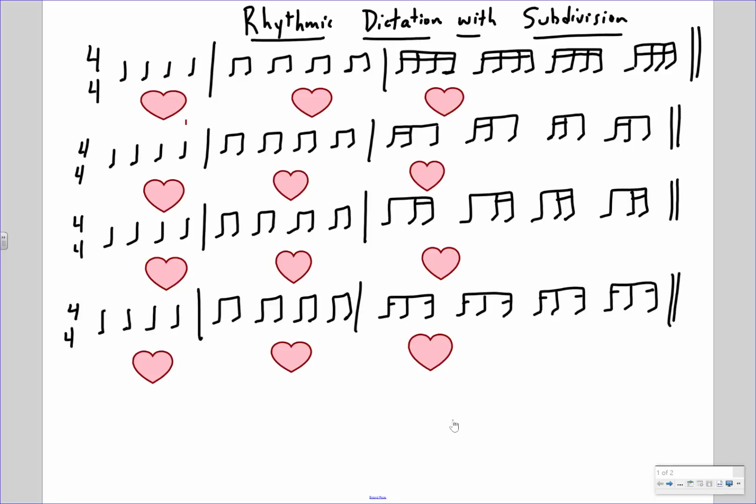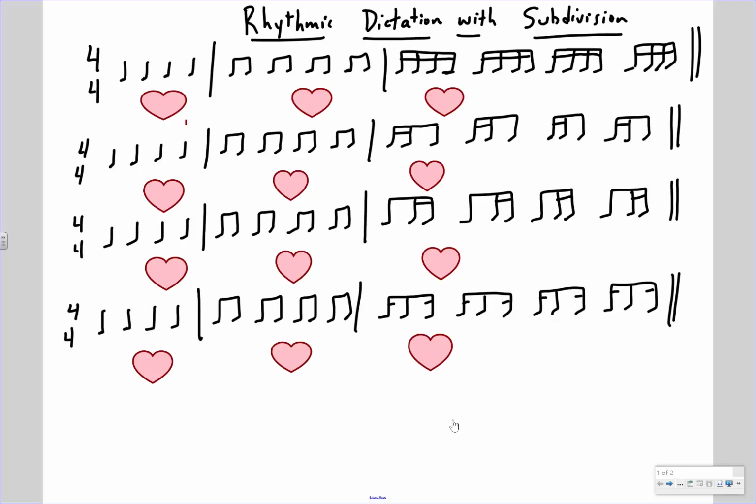Hi, college. Okay, today I want to spend some time talking about rhythmic dictation using subdivision. So if you take a look at the first example, we are in 4/4, simple quadruple. And in all the examples, measure 1 consists of just the beat, which is the quarter note. Measure 2 consists of the division of the beat, all eighth notes.